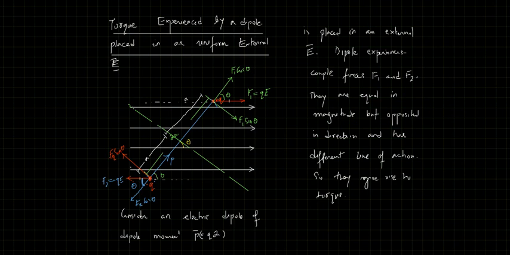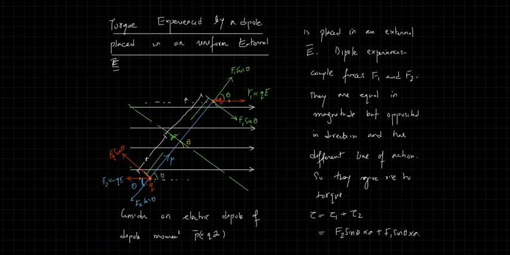Then torque will be force into perpendicular distance. So for F1 and F2, the net torque tau will be tau 1 plus tau 2. What is tau 1? Tau 1 you can see would be F2 sin theta into A, plus this one, F1 sin theta into A.